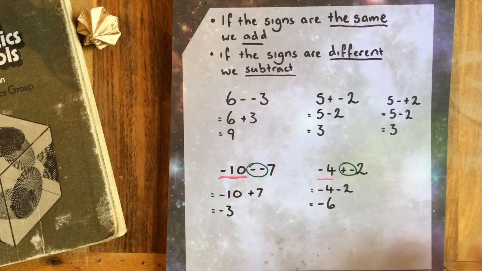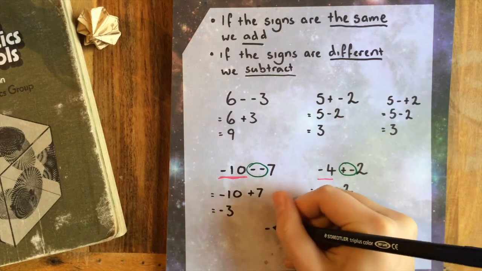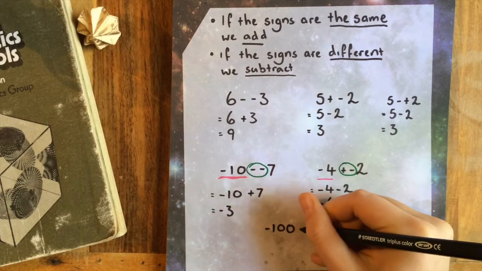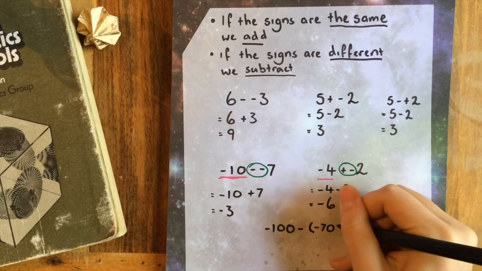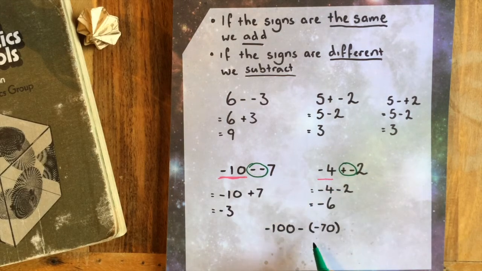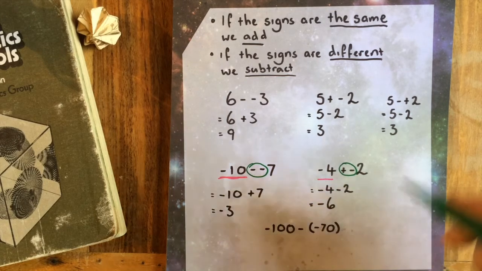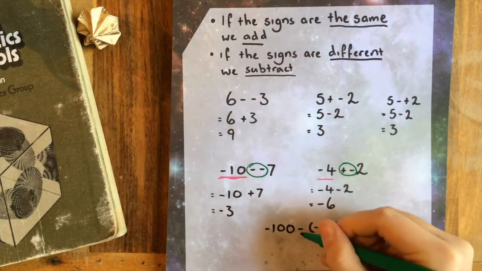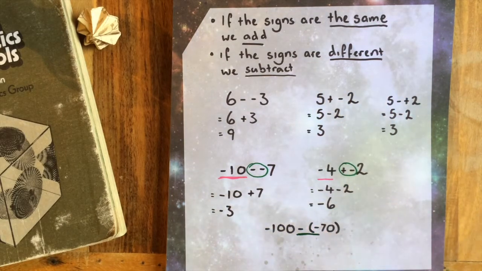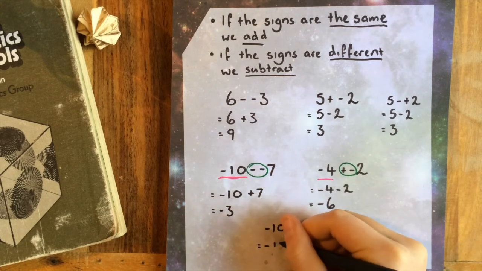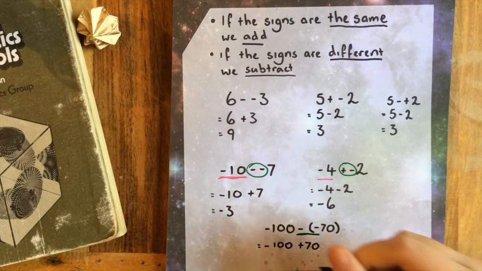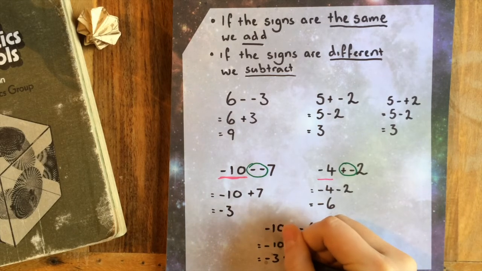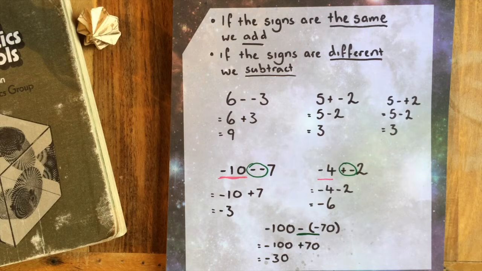One wee thing to point out is that sometimes people will put brackets around negative numbers just to let you know that they're a negative and not a takeaway. Don't let that spook you at all. So if you have negative 100 takeaway, and then they might put it in brackets, negative 70. Still the same thing. Even though this is in brackets, it's take away a negative. The signs are the same. We're going to add. We can make that negative 100, add 70, which will get us to negative 30. We're getting closer to 0.